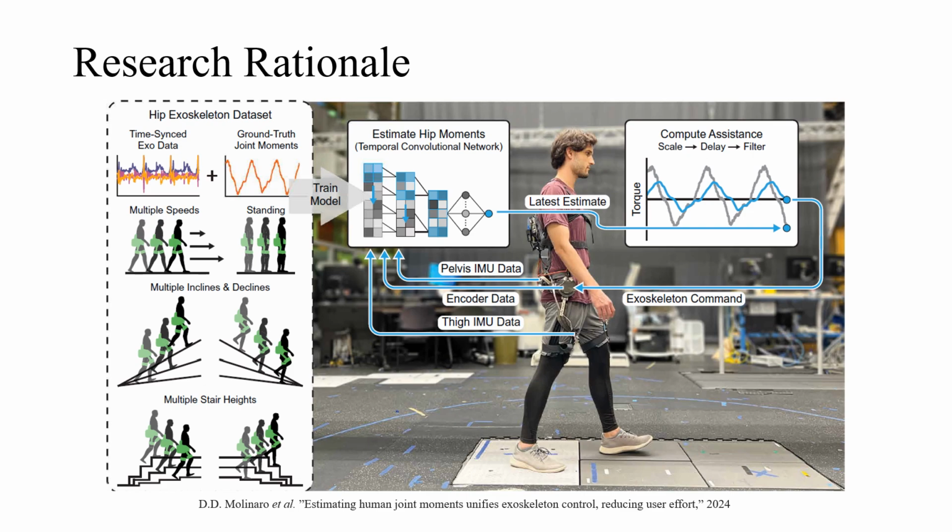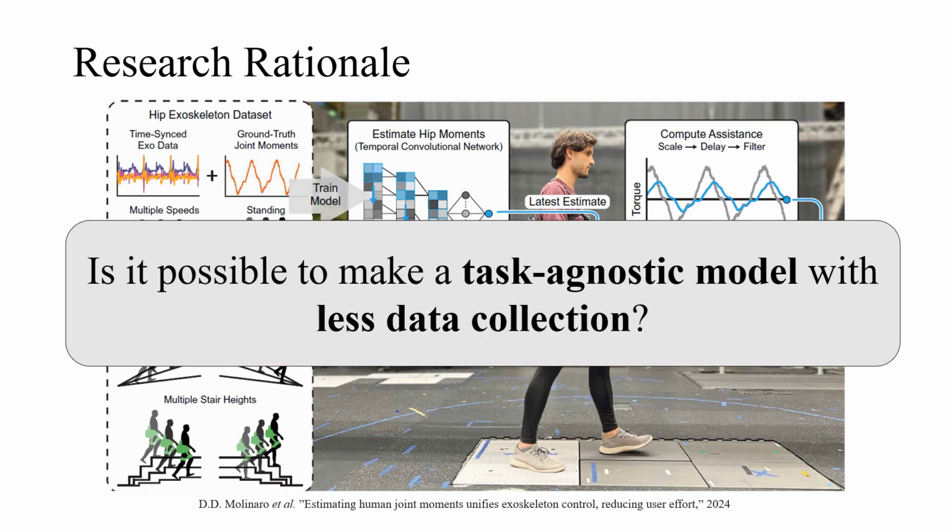as the assistance profile. Estimation using a deep learning model with wearable sensing has demonstrated significant performance benefits across a wide range of activities. However, by the nature of deep learning, it requires large datasets that comprehensively represent various activity modes. Therefore, the costs and resources for data collection and model training are substantial. Here we question, is it possible to make a task-agnostic model with less data collection?